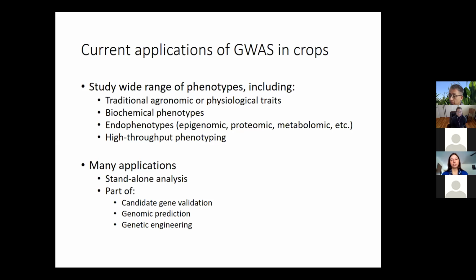Once you have your trait of interest, there are many applications of GWAS itself. First, GWAS can just be a standalone analysis that can help you to understand the general genetic architecture of your trait in your given population, or GWAS can be a part of other analyses. For example, if you had a candidate gene that you were interested in, you could use GWAS to look at a particular population and see if that gene really is involved in the variation of that trait in that particular population. You can also use GWAS results in genomic prediction models or as targets for genetic engineering.